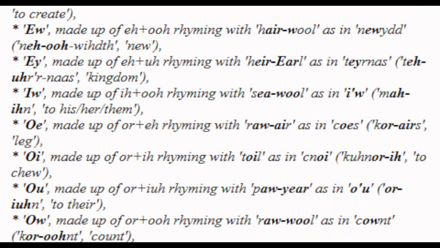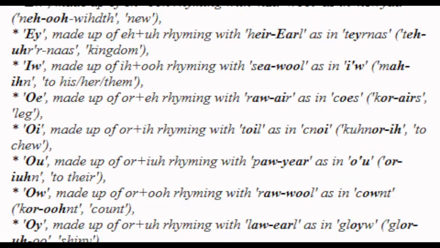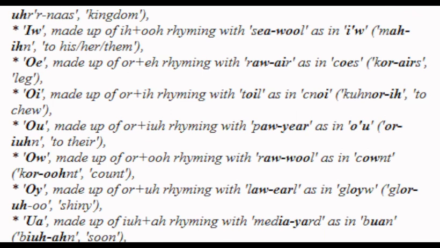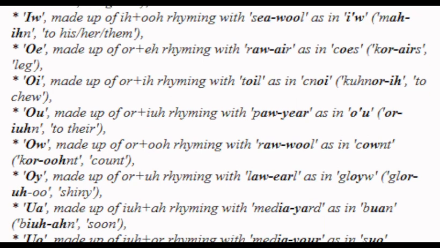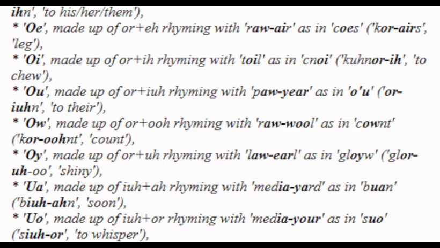Oar, made up of o plus e, rhyming with roar, as in coils, leg. Oi, made up of o plus e, rhyming with toil, as in kanoi, to chew. Oil, made up of o plus ear, rhyming with for ear, as in oil, to there. O, made up of o plus u, rhyming with raw wool, as in count. Or, made up of o plus, rhyming with loyal, as in gloyal, shiny.